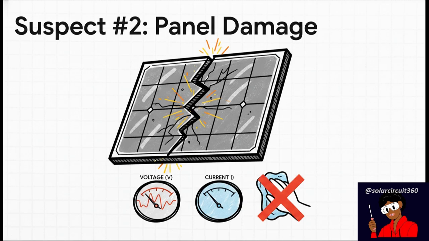This kind of damage messes up the electrical pathways inside the panel, and that causes your voltage to drop or become really unstable. And here's the crucial difference. Unlike dirt, this kind of power loss is usually permanent. Cleaning isn't going to fix it.